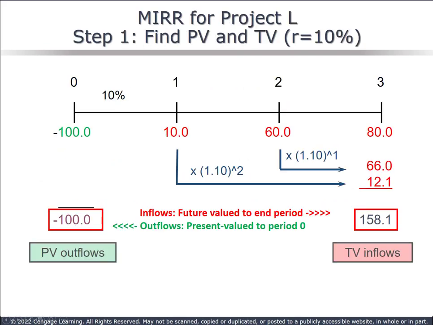Using Project L as our example, our first step is to find the future value of all inflows, all positive cash flows. Note that the TI Business Analyst 2 does not solve for the future value of an uneven cash flow stream, but it's easy to find it in your calculator, which is covered in the MIRR video tutorial. In this example, the CF1 of $10 is future valued 2 years, so 10 times 1.10 squared. The $60 is future valued 1 year, and the 80 is already at the end of the timeline. These are added together to find the terminal value.